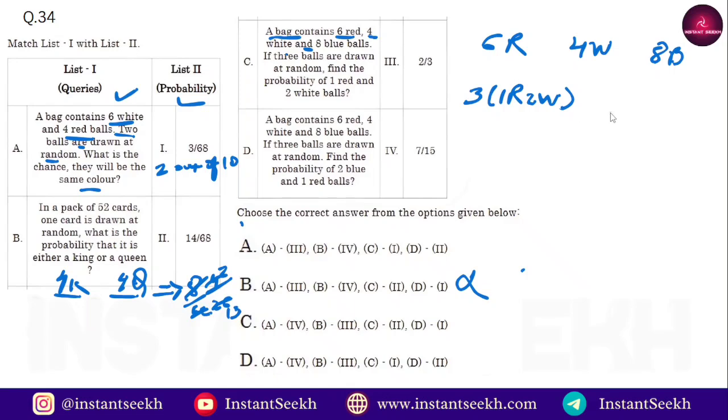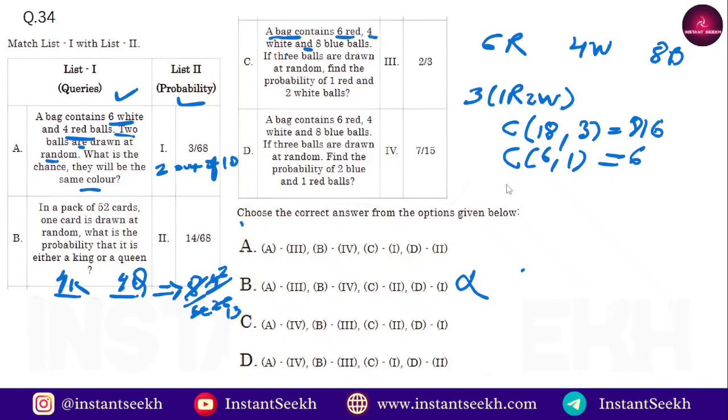So the total number of ways that we can draw the three balls out of 18 is what? The total number of balls is 18, that is 6 plus 4 plus 8. So three balls out of 18 is C(18,3), which will give you 816. Next, the number of ways to draw one red ball: there are 6 red balls, so it is C(6,1), which gives you 6.